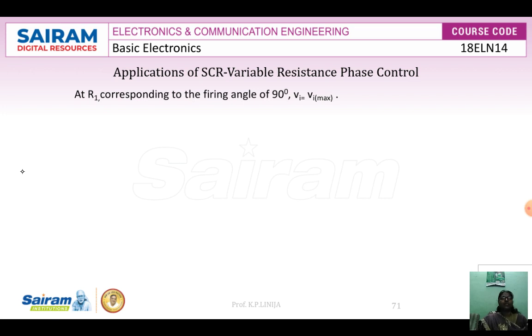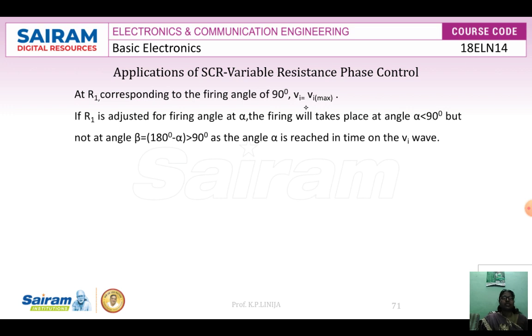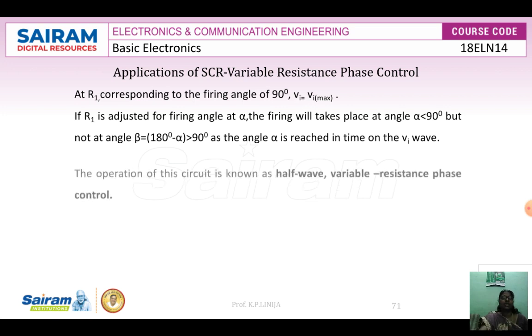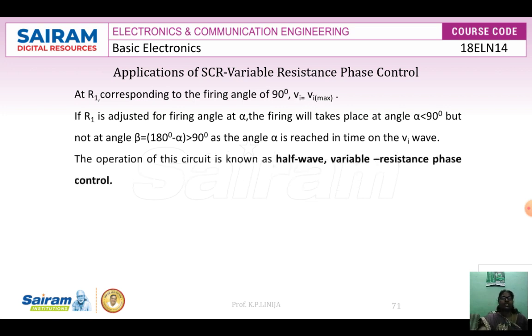On the other hand, suppose it is at the bottom of the resistor R2, what will happen? It will trigger only when the resistance of the circuit is maximum, that is represented as VI max. So at R1, corresponding to the firing angle of 90 degrees, VI can be written as VI max. In the same way, by adjusting R2 between these two extremes, the silicon control rectifier can be switched on between 0 degrees and 90 degrees. This operation is referred to as half wave variable resistance phase control.